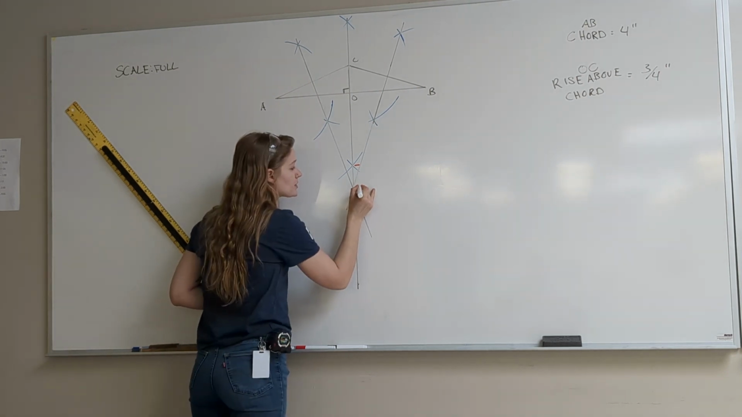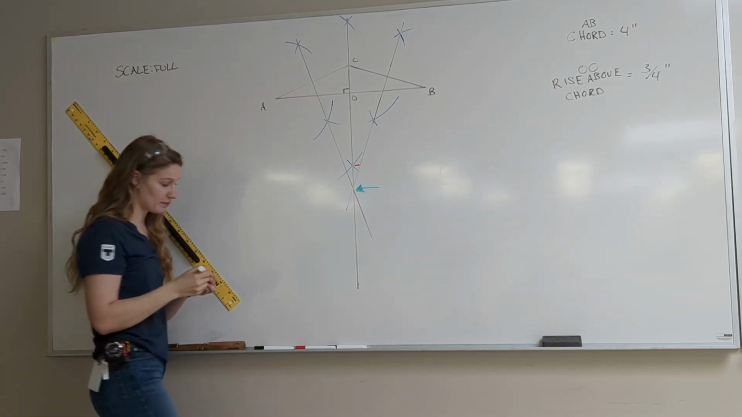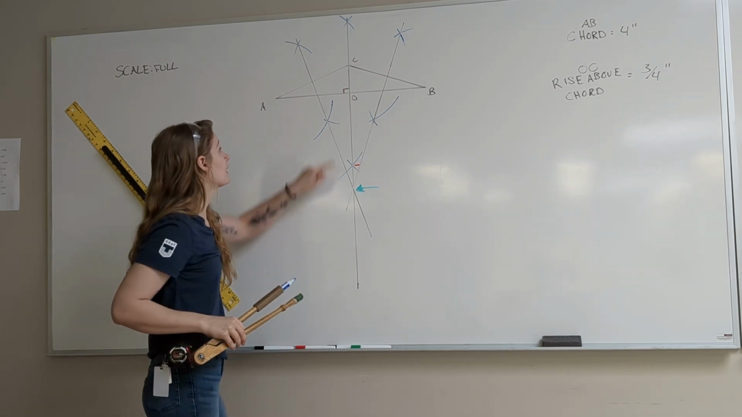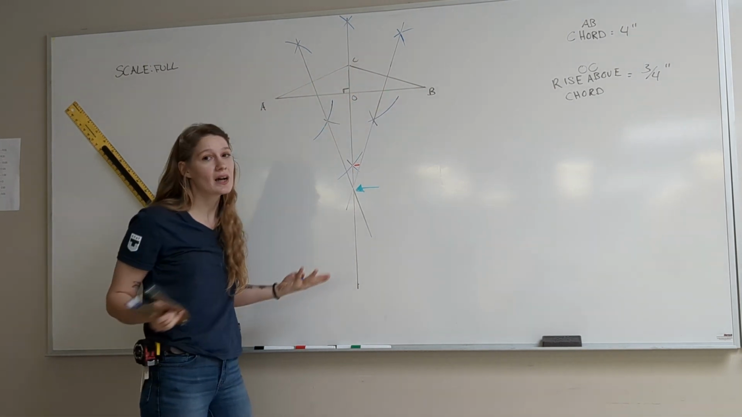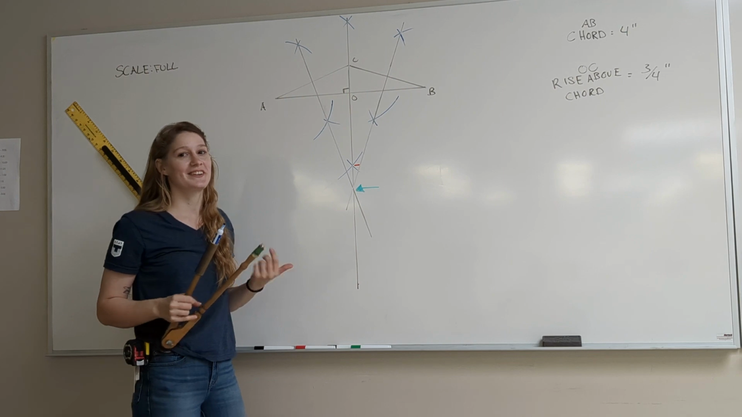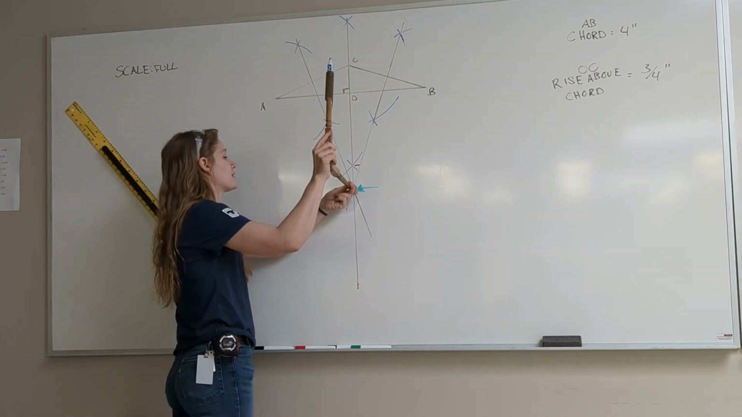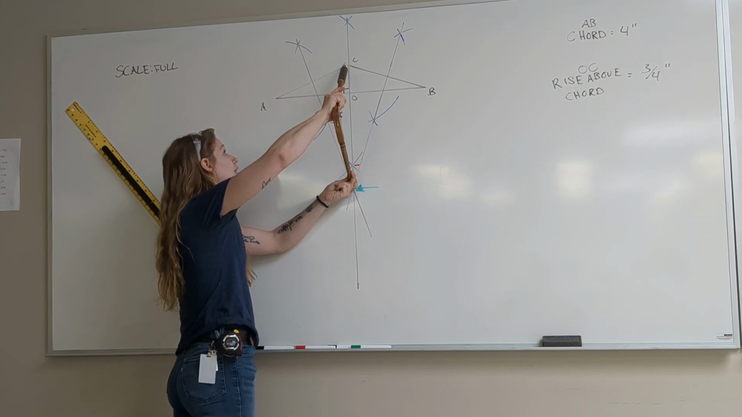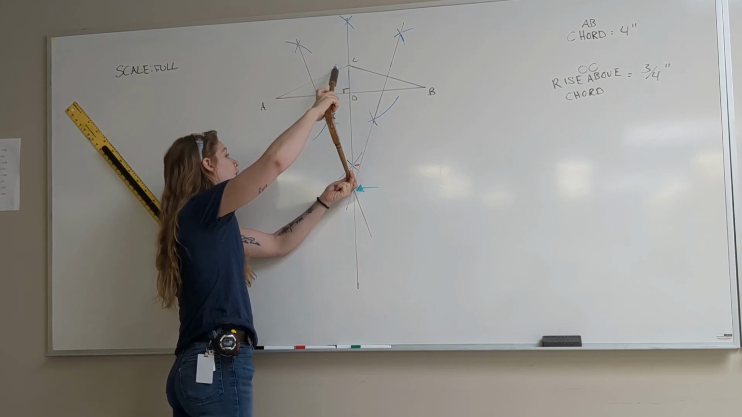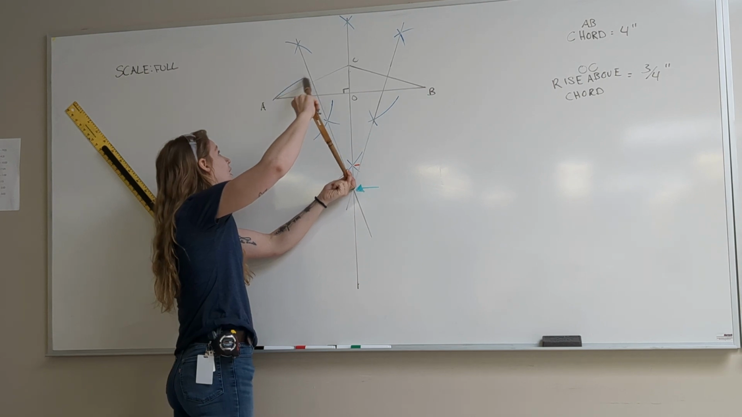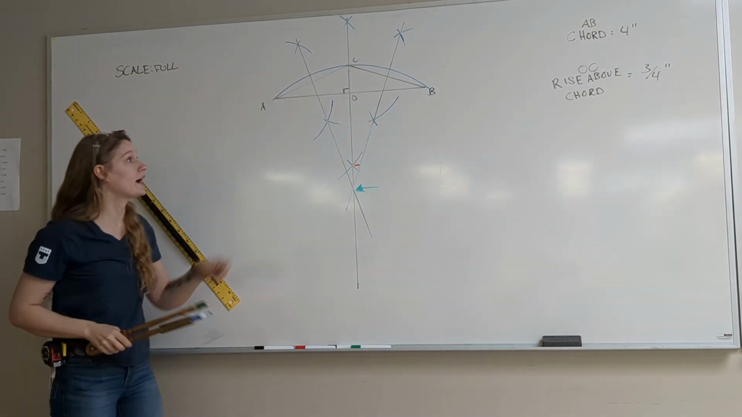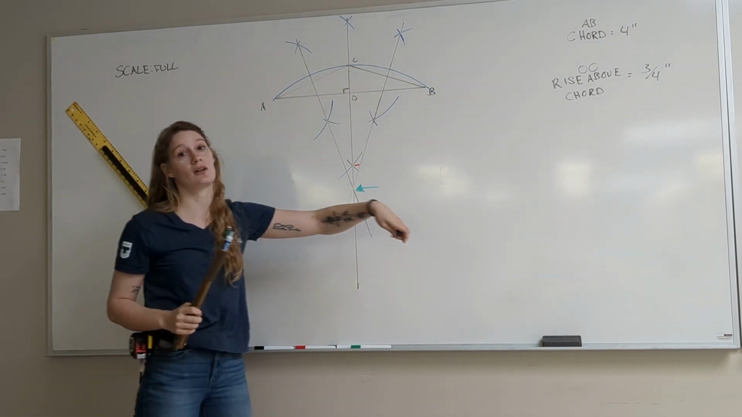Where we want to set our compass is where the 3 lines intersect, because that's the center of my circle. So I'll take the point of my compass and set it to any 3, because they should all be the same distance if this is an accurate radius. I'm going to go ahead and set mine to C. A little bit tricky with the whiteboard compass. And then I can strike my arc from A, C to B. And that gives me my segmental arc.